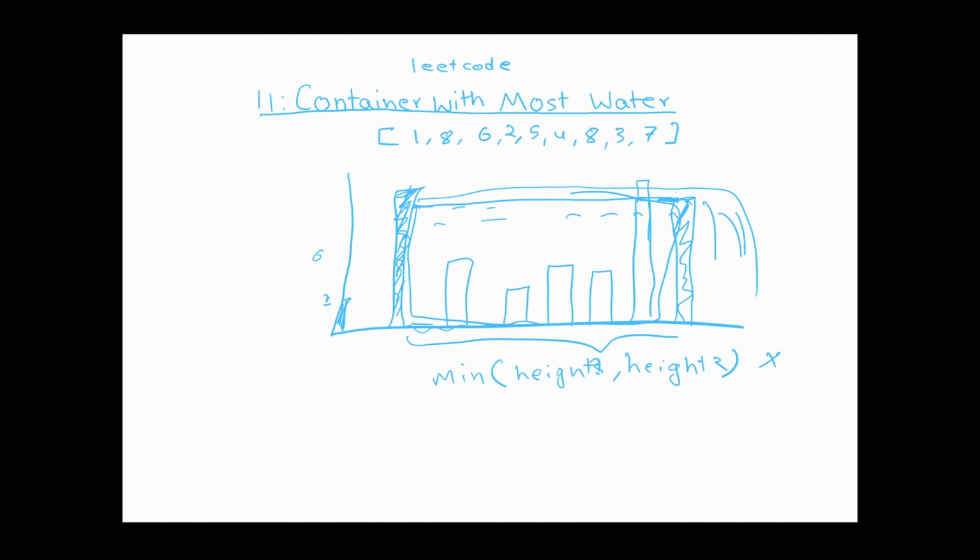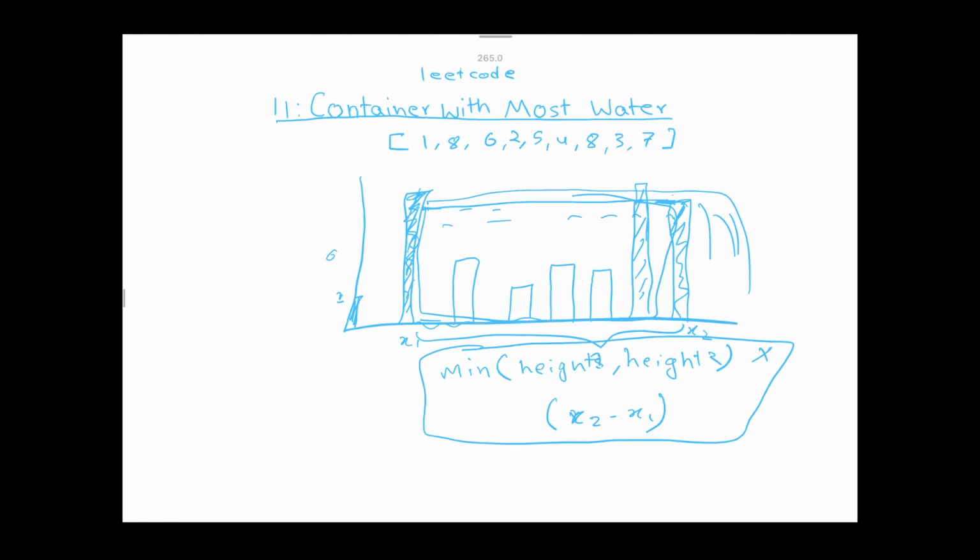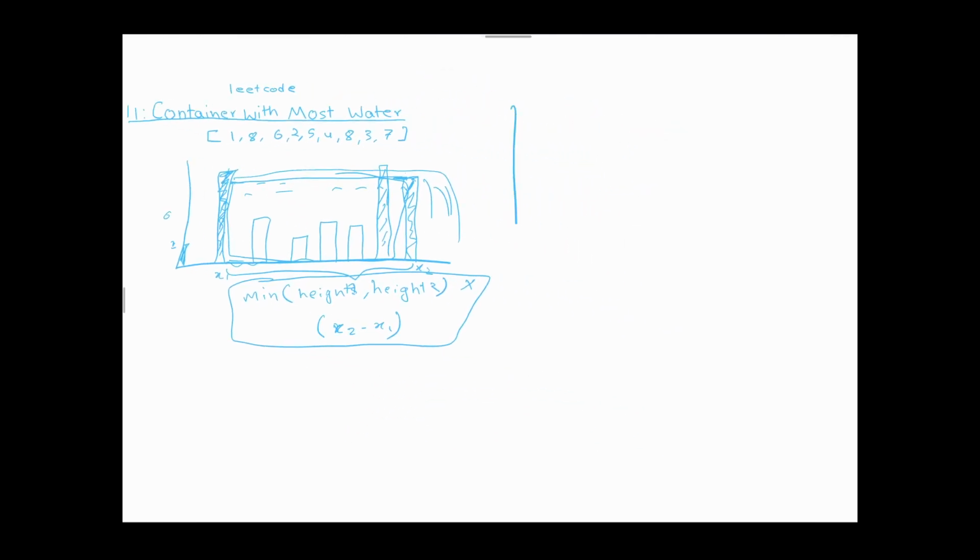So let's call the positions x2 and x1. The length will be x2 minus x1, right? So this is the formula of the area of water contained by any two pillars of height 1 and height 2. And similarly, we have to check all the pillars and find the maximum water. So how do we solve this problem? Let's go to the solution.